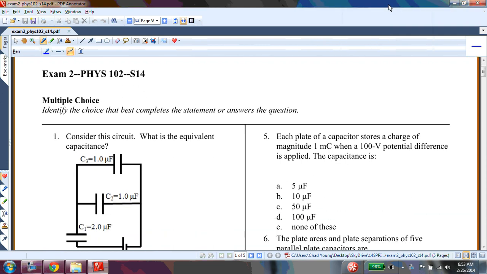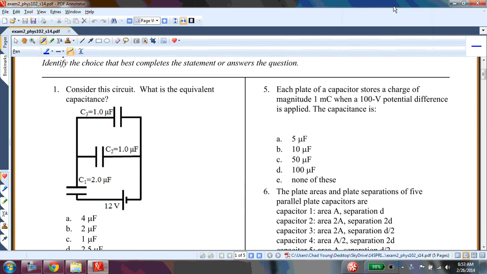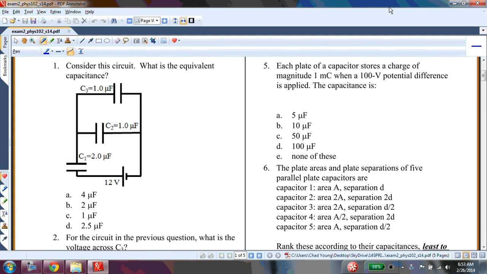Okay, this is exam 2 for Physics 102, Spring 2014. Let's start with this circuit. What is the equivalent capacitance of this circuit? Well, first, I want to find the equivalent capacitance of these two that are in parallel. That's just going to be 1 plus 1 is equal to 2 microfarads.